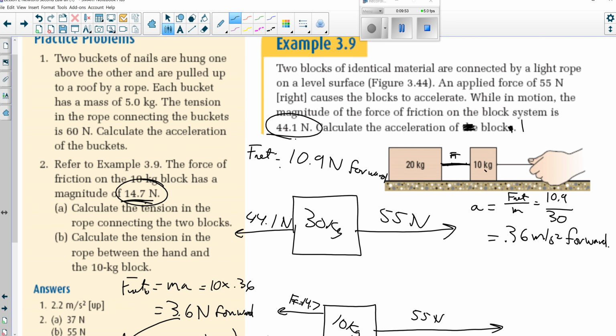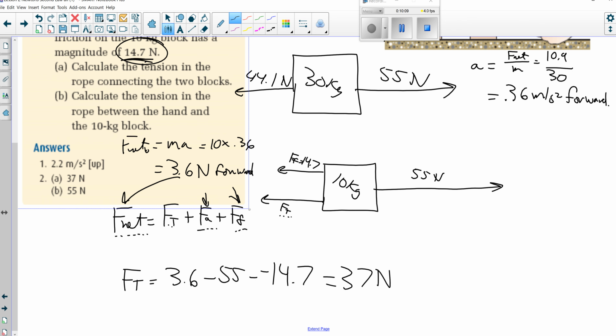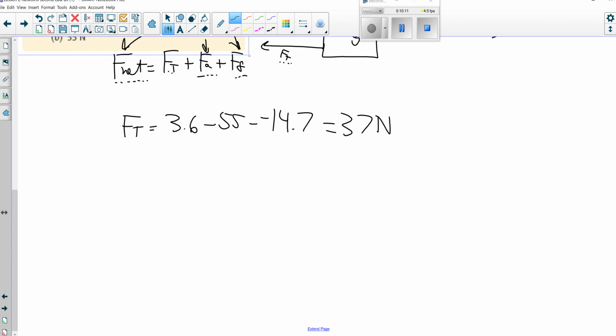So 29.4 newtons of that total 44 is acting on the second block. Now I can do this with the second block. And I can say, the second block has how many forces acting on it?